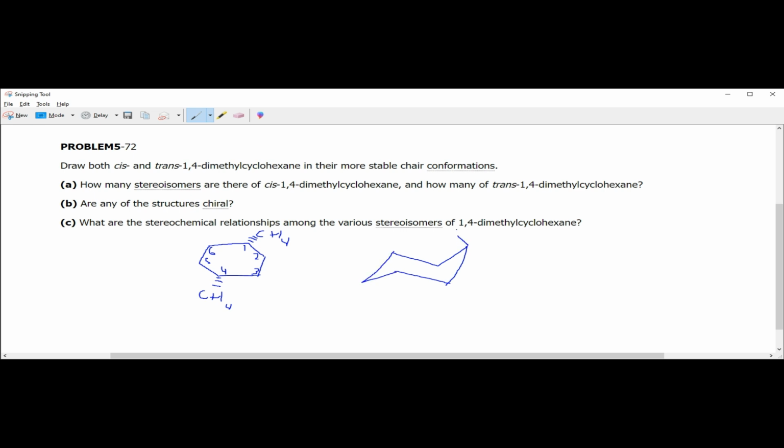This could be a hydrogen right here. This could be axial up, equatorial down. This is going to be a methyl group. Axial up, axial down, axial up, axial down. Equatorial down, equatorial up, equatorial down, equatorial up.